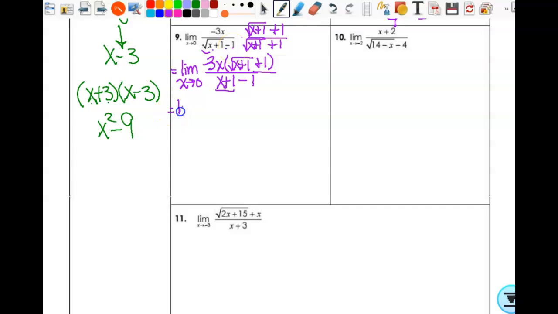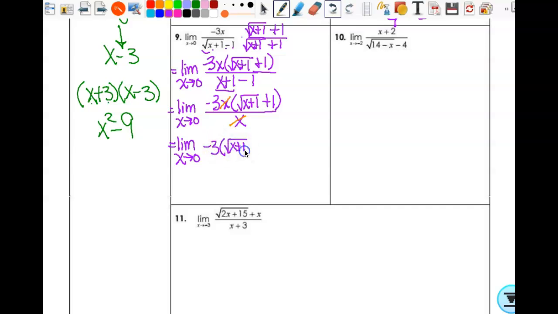So that means this is equal to the limit as x approaches 0 of negative 3x times the square root of x plus 1 plus 1 over x. Because this x plus 1 minus 1 just leaves me with x in the denominator. So then I can cancel out these x's, and that leaves me with the limit as x approaches 0 of, well, actually I don't even need my fraction bar anymore because my denominator is gone, right? I just have negative 3 times the square root of x plus 1 plus 1.